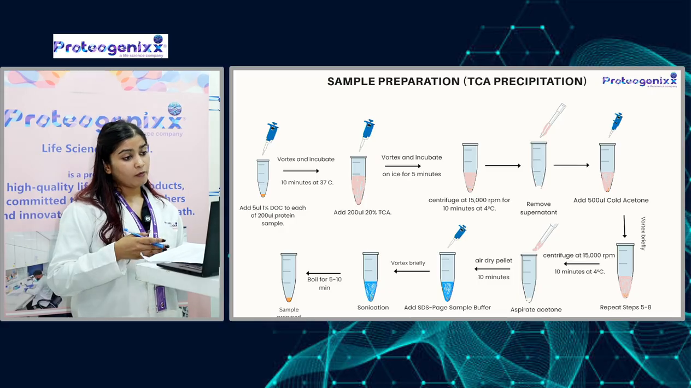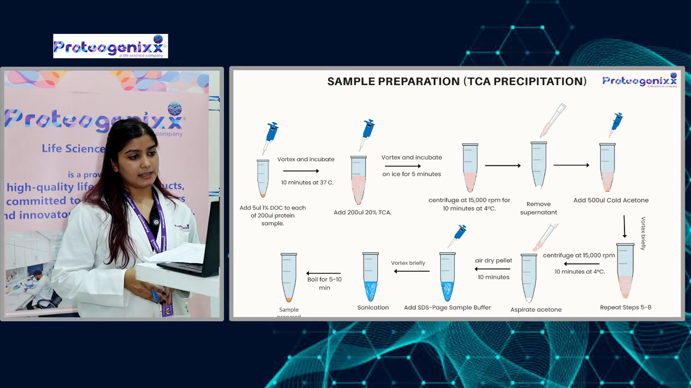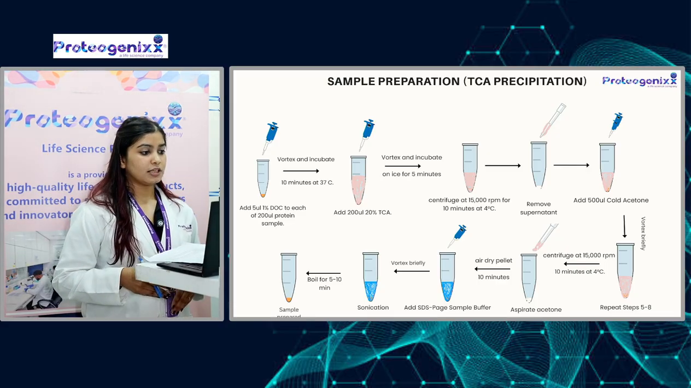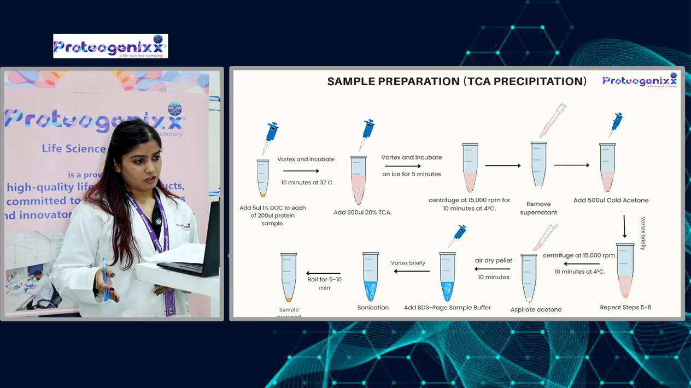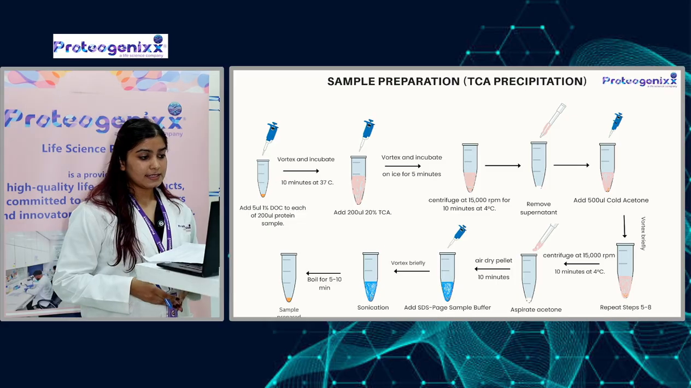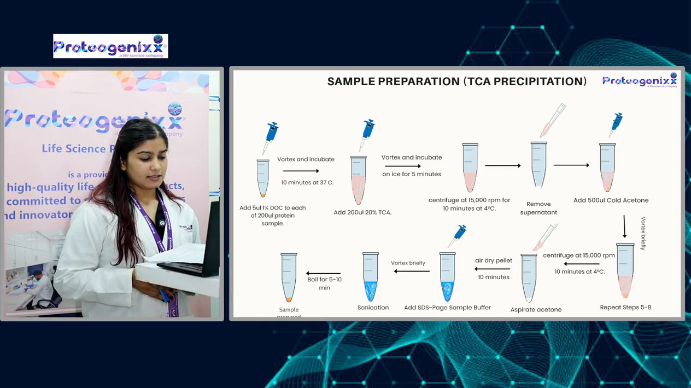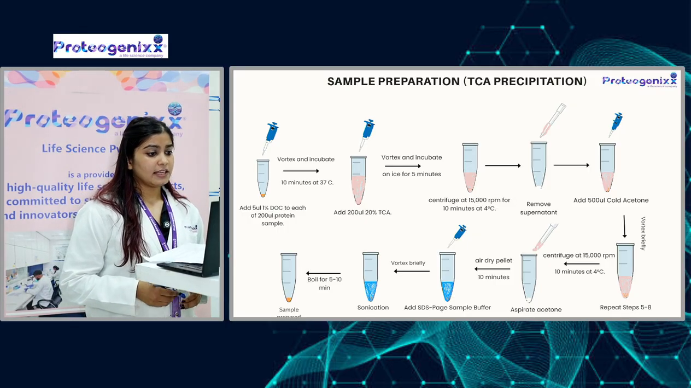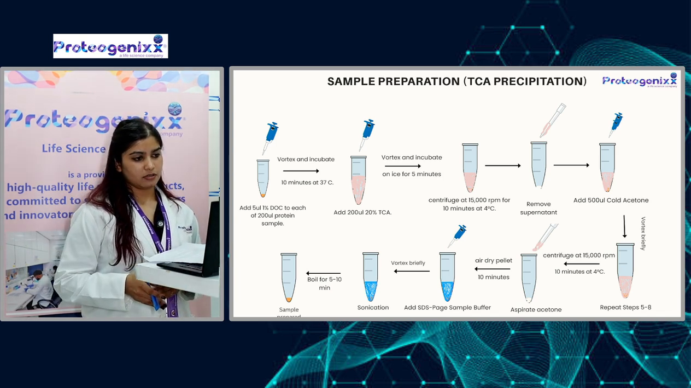Now I will be explaining the workflow of the experiment. For that, we do trichloroacetic acid precipitation. We add 1% deoxycholate to the protein sample so that this can promote protein aggregation. After that, we vortex the sample and then add 20% trichloroacetic acid to precipitate the sample. Then again we vortex it and centrifuge for 10 minutes at 4 degrees Celsius.